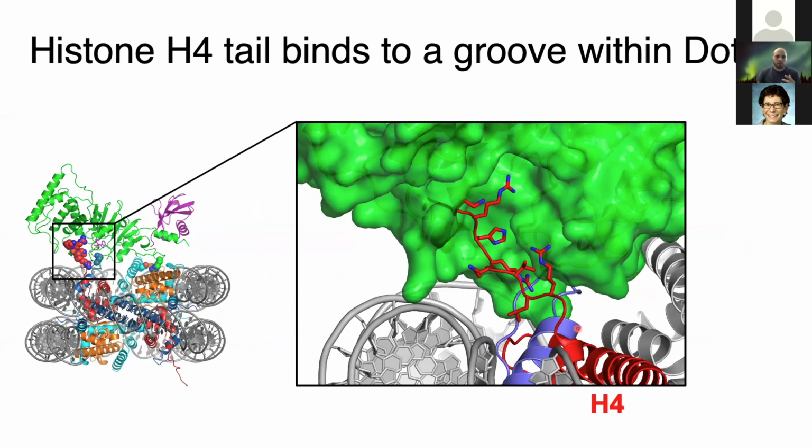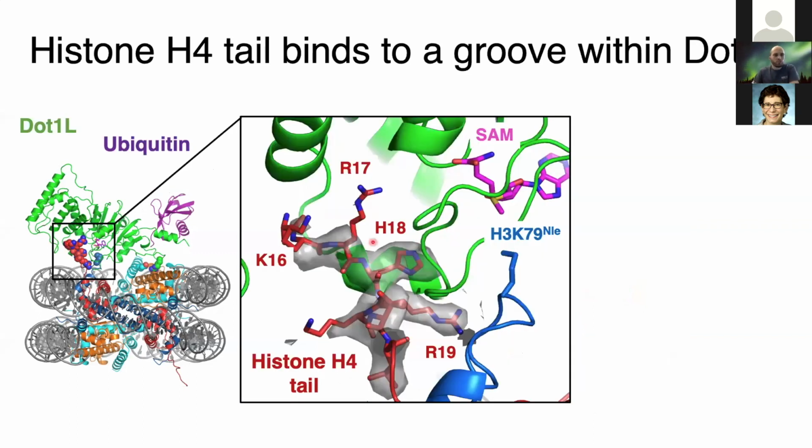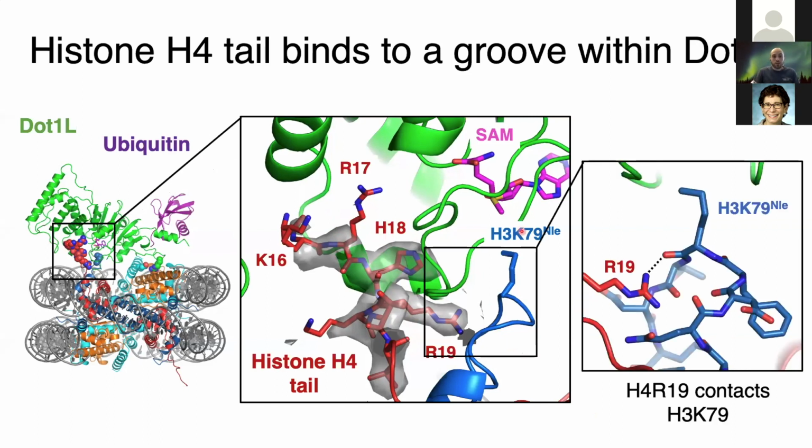And this structure showed that this histone H4 tail actually binds within a shallow groove on the surface of Dot1L. And this was a completely unidentified groove because this groove is actually closed when Dot1L is not bound to the nucleosome. And if we zoom in on this part of the structure, we can see that these histone H4 residues make multiple contacts with Dot1L and histone H3 within this groove.